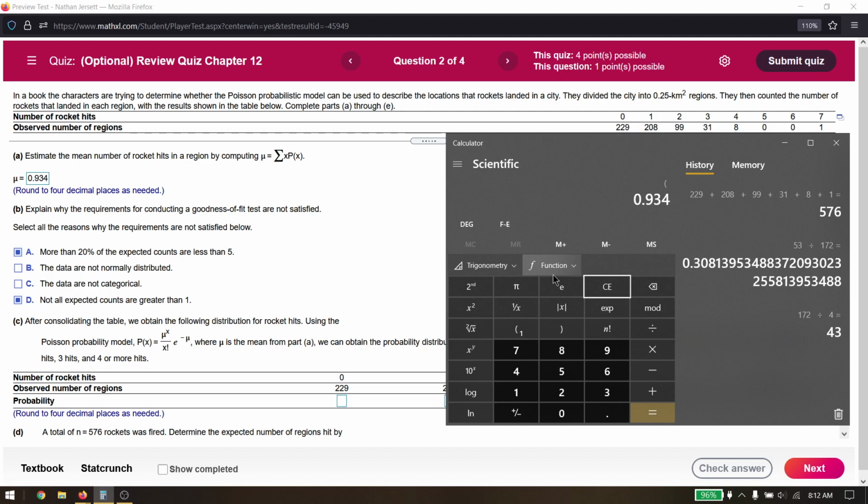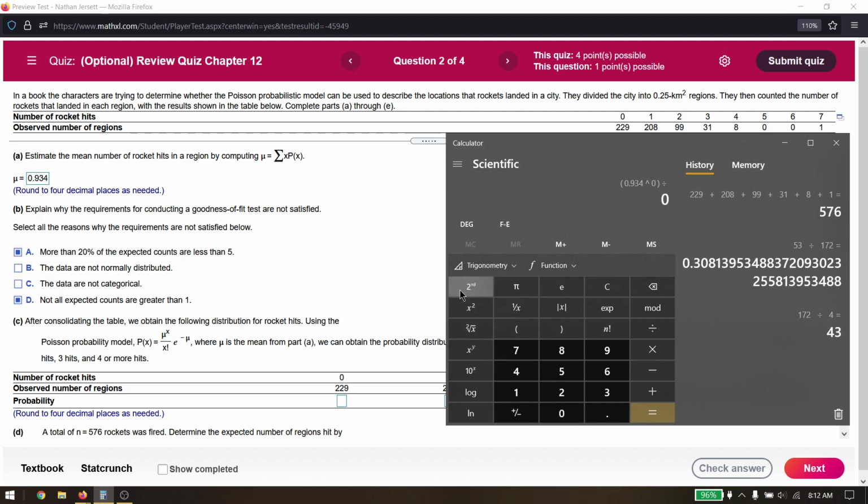Okay, and that's going to be to the power of x. Now, x is the number of rocket hits, and so in this first one, x is 0. So we're going to put it to the power of 0. And then that's going to be divided by x factorial. X factorial is going to be 0 factorial.